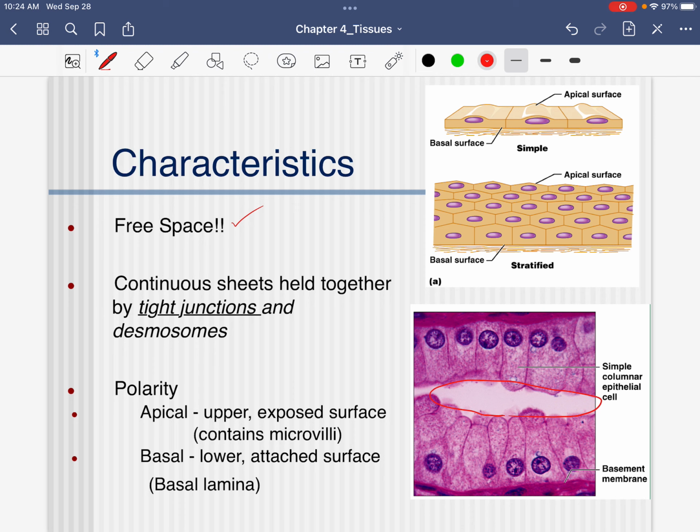Another characteristic of epithelial tissue, usually the cells are joined by tight junctions. Sometimes desmosomes, as in the example of the epidermis, the stratified squamous epithelium, but it's usually tight junctions. Usually cells are held together by tight junctions.